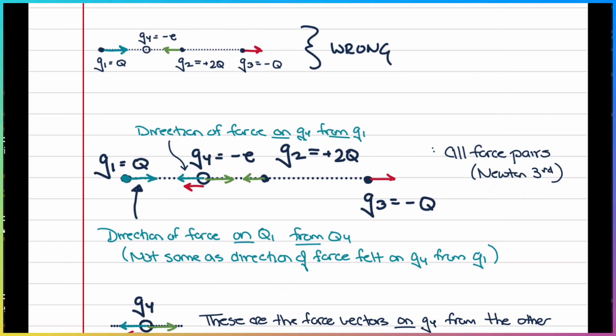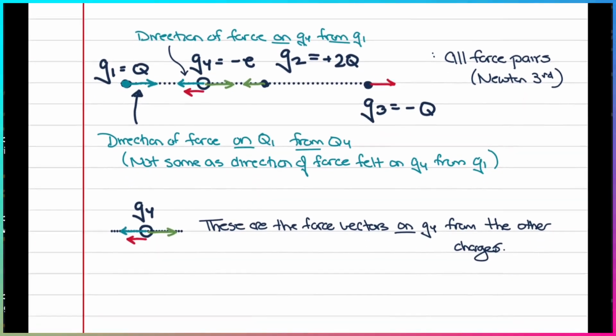Now, of course, all these arrows are related by Newton's third law. That's why I like my subscripts. If this is on Q4 from Q1, this is on Q1 from Q4, just by the symmetry of the subscripts, right? Those are a Newton third law pair. On Q4 from Q3, on Q3 from Q4, those are Newton third law pairs. And similarly, these greens are Newton third law pairs.